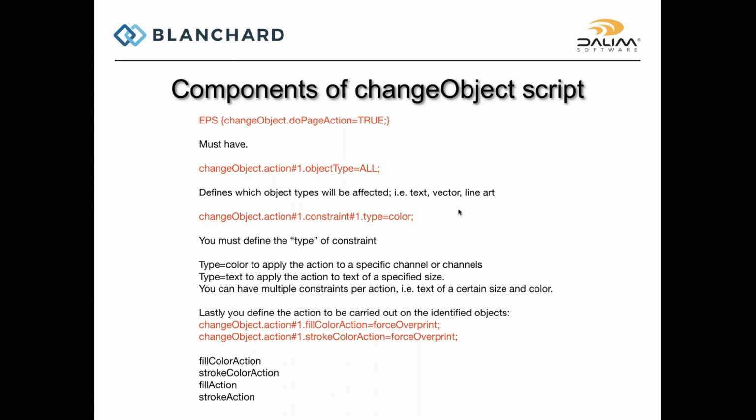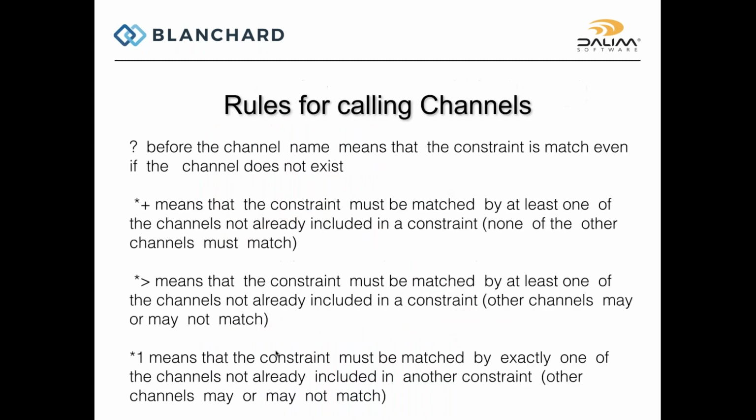Constraint type, it's typically either color or text. Color, you're giving it a color value. Text, you're giving it a size value. And I think you saw this earlier when I was talking about how I hit the stroke only. Stroke color action, fill color action, and there's also a separate one called fill action and stroke action. Stroke action is how we put the stroke around it.